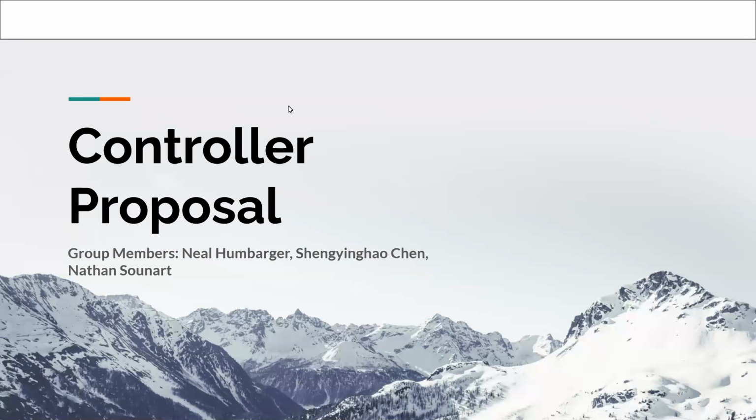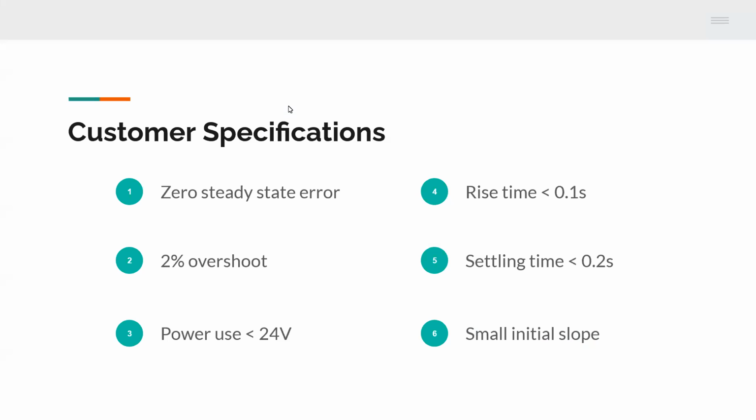Okay, here's the last lab for the controller proposal. For this last lab, we have 6 specifications. The first one is 0 steady state error. Then only 2% overshoot. Power usage less than 24 volts. Rise time less than 0.1 seconds. Settling time less than 0.2 seconds. And the last one is to have a small initial slope.